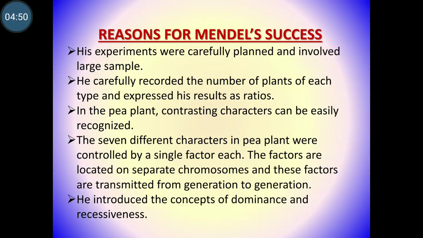Reasons for Mendel's success. His experiments were carefully planned and involved large sample. He carefully recorded the number of plants of each type and expressed his results as ratios. In the pea plant, contrasting characters can be easily recognized. The 7 different characters in pea plant were controlled by a single factor each. The factors are located on separate chromosomes, and these factors are transmitted from generation to generation. He introduced the concepts of dominance and recessiveness.